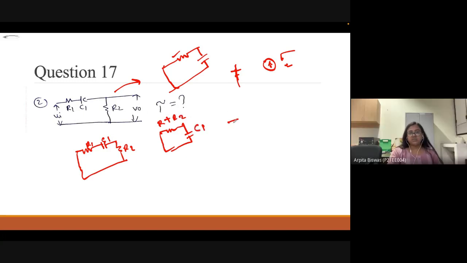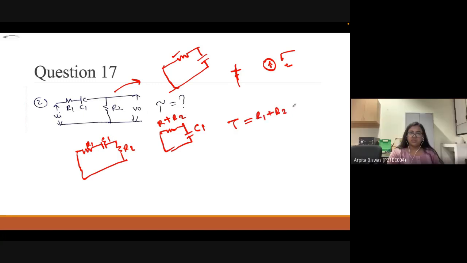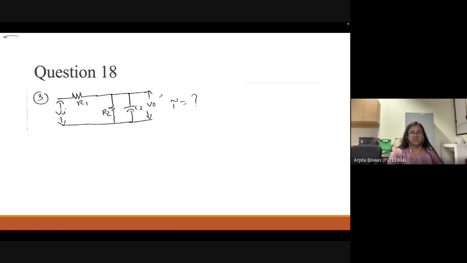So now tell me what is the value of the time constant. R1 plus R2 multiplied by C1. This is the time constant. And this is the third case.